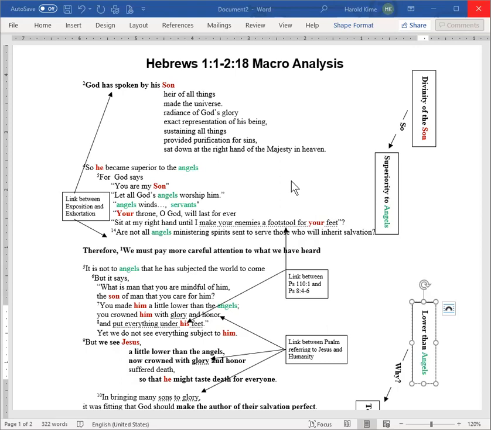Finally, as we come into chapter 2, we have that key thought. "Therefore, we must pay more attention to what we heard." If I go all the way back to the beginning of chapter 1, God has spoken by his Son. He's superior to even angels. Therefore, we must pay more attention to what we have heard.